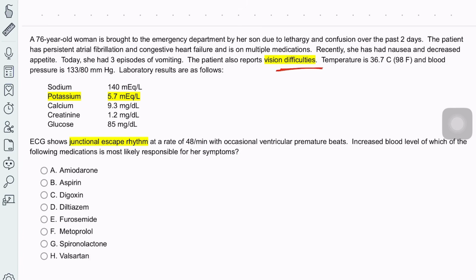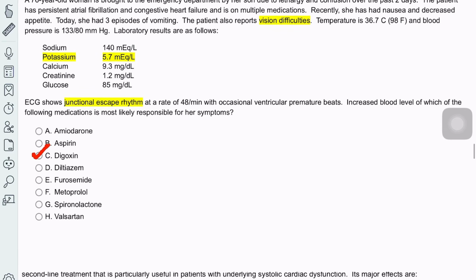Laboratory results are sodium 140, potassium 5.7, calcium 9.3, creatinine 1.2, glucose 85. ECG shows junctional escape rhythm at the rate of 48 per minute with occasional ventricular premature beats. Increased blood level of which of the following medications is most likely responsible for her symptoms? Options are Amiodarone, aspirin, Digoxin, diltiazem, furosemide, metoprolol, spironolactone, or valsartan. The answer is Digoxin.